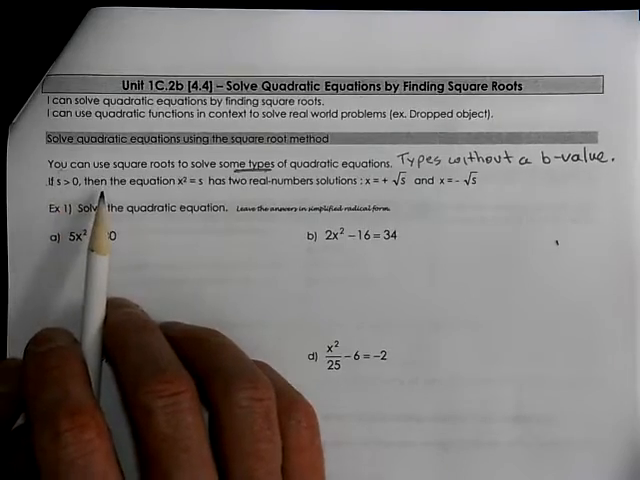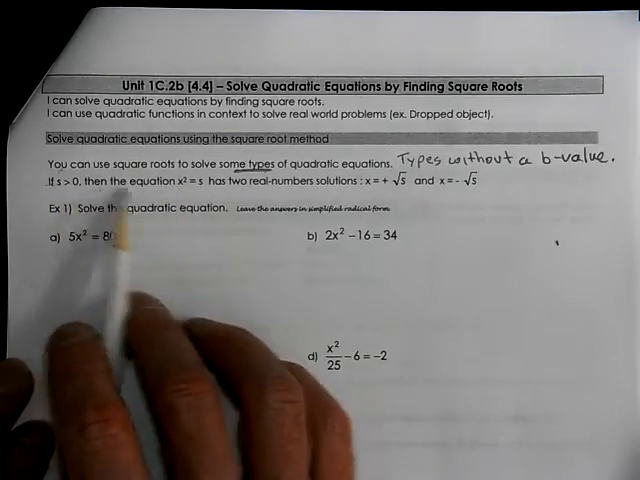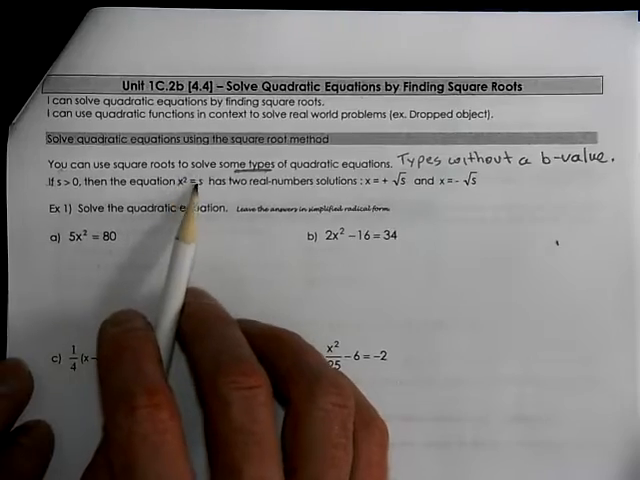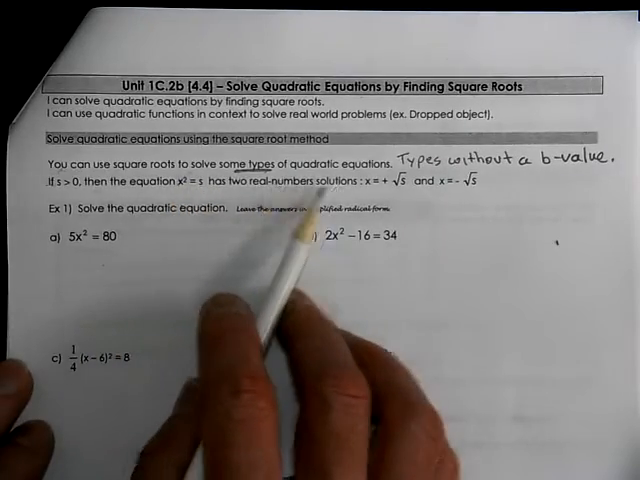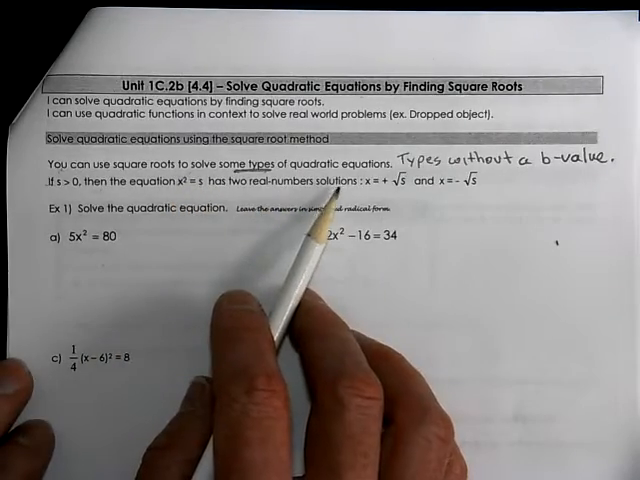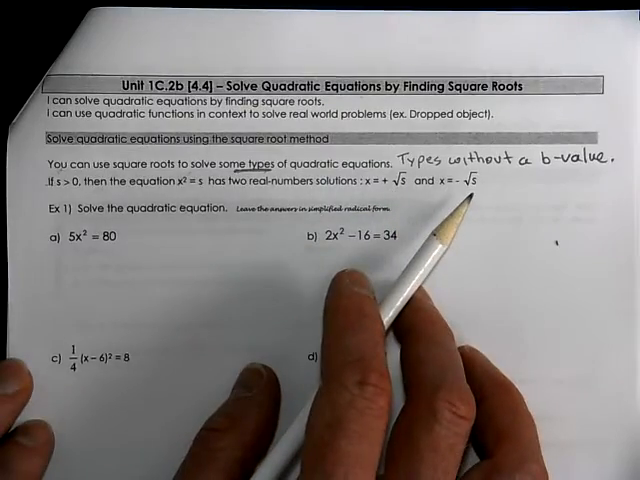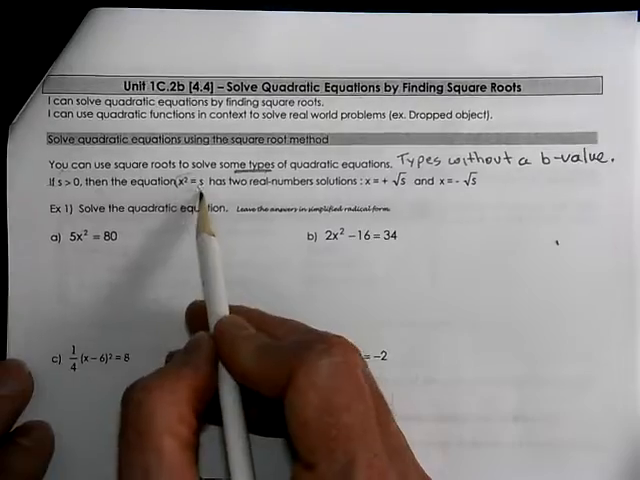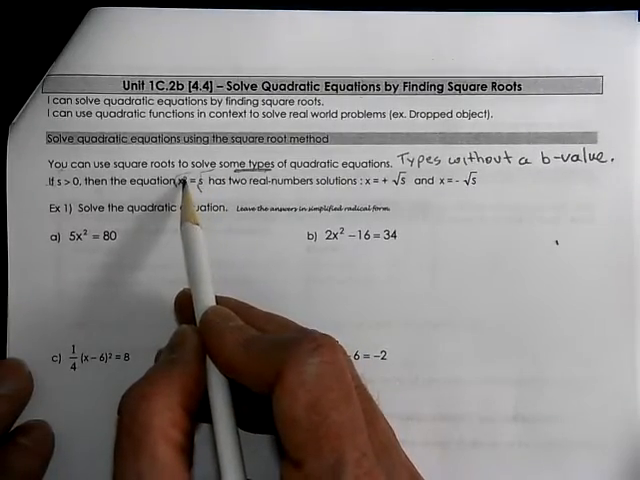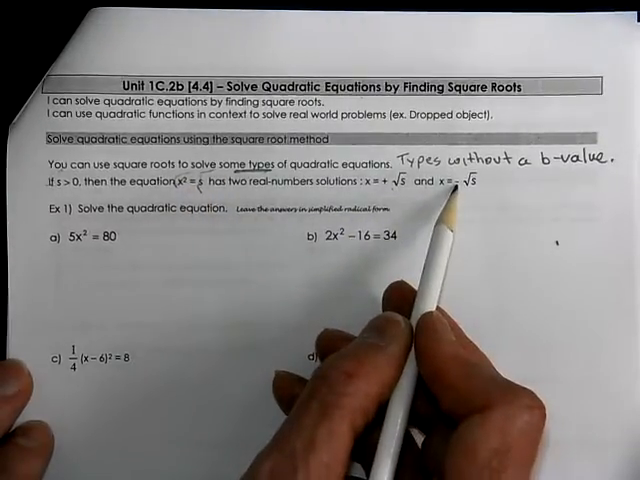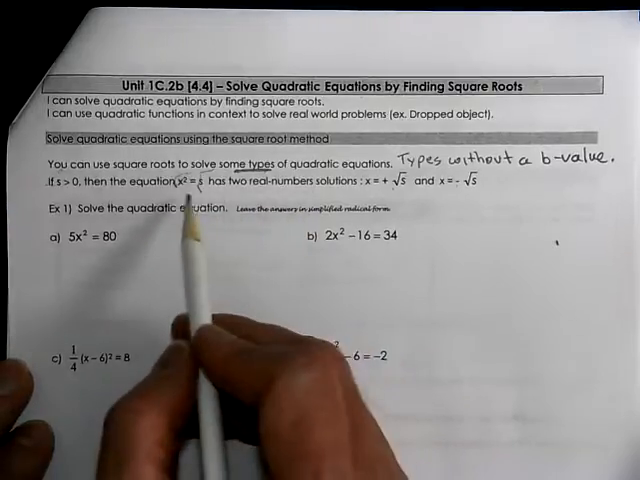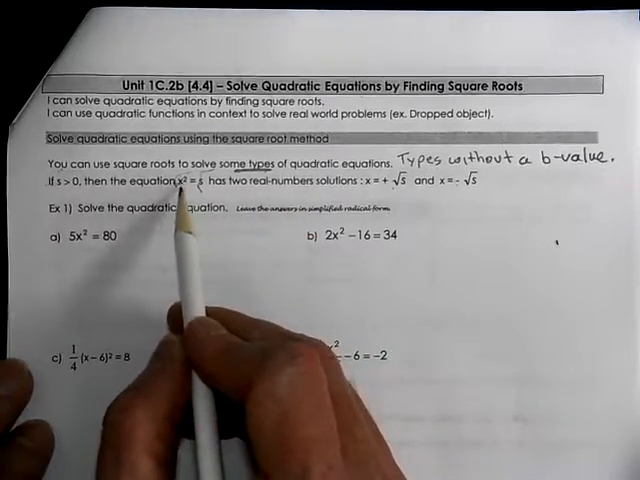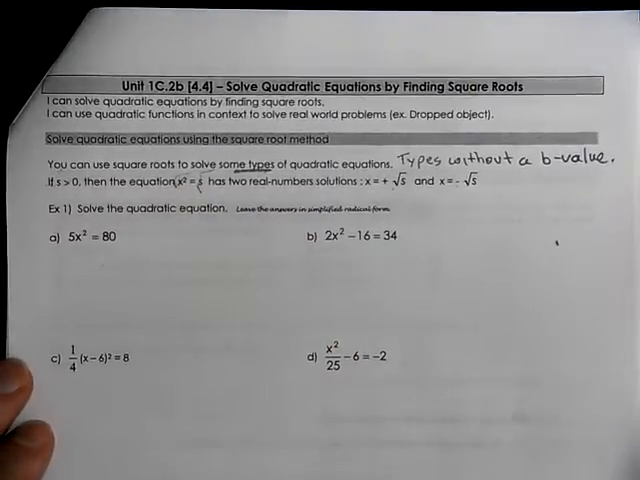So you have your x squared equals a certain number. It has two real solutions: a positive version and a negative version. Every time you take the square root to get rid of your square, you have to use plus or minus, because there are two different ways that can be squared to get to your positive number. Let's come on and try it.